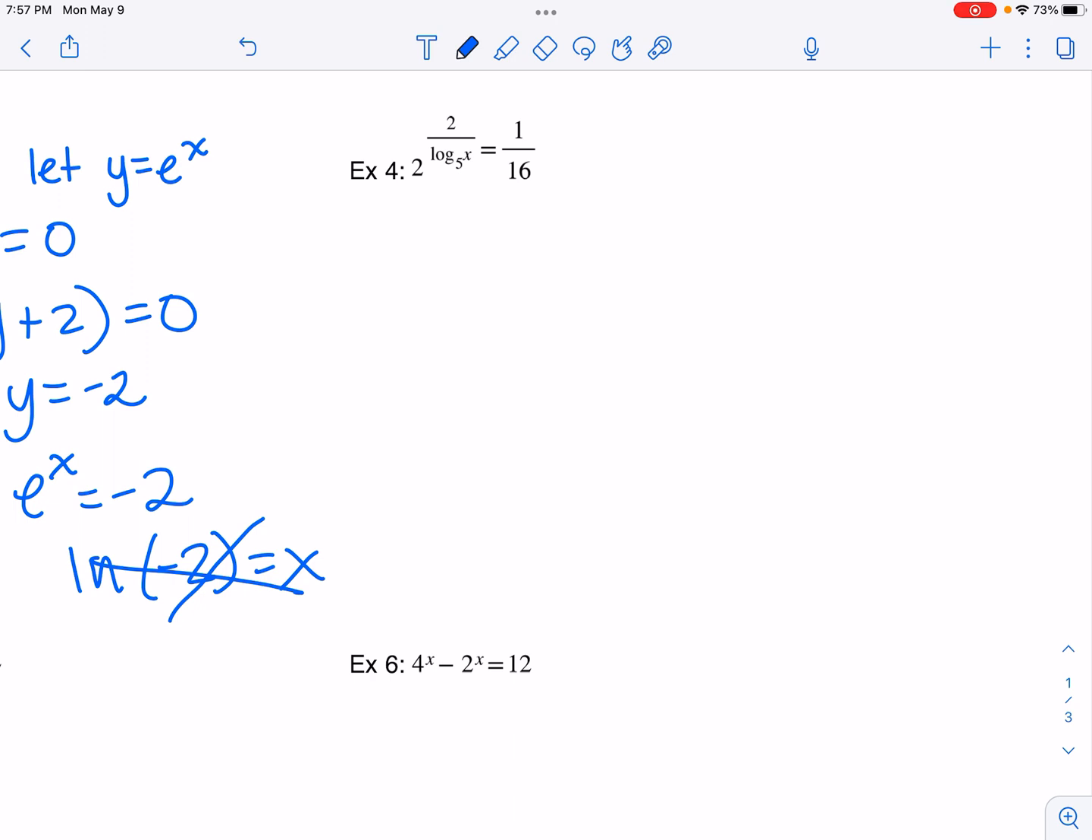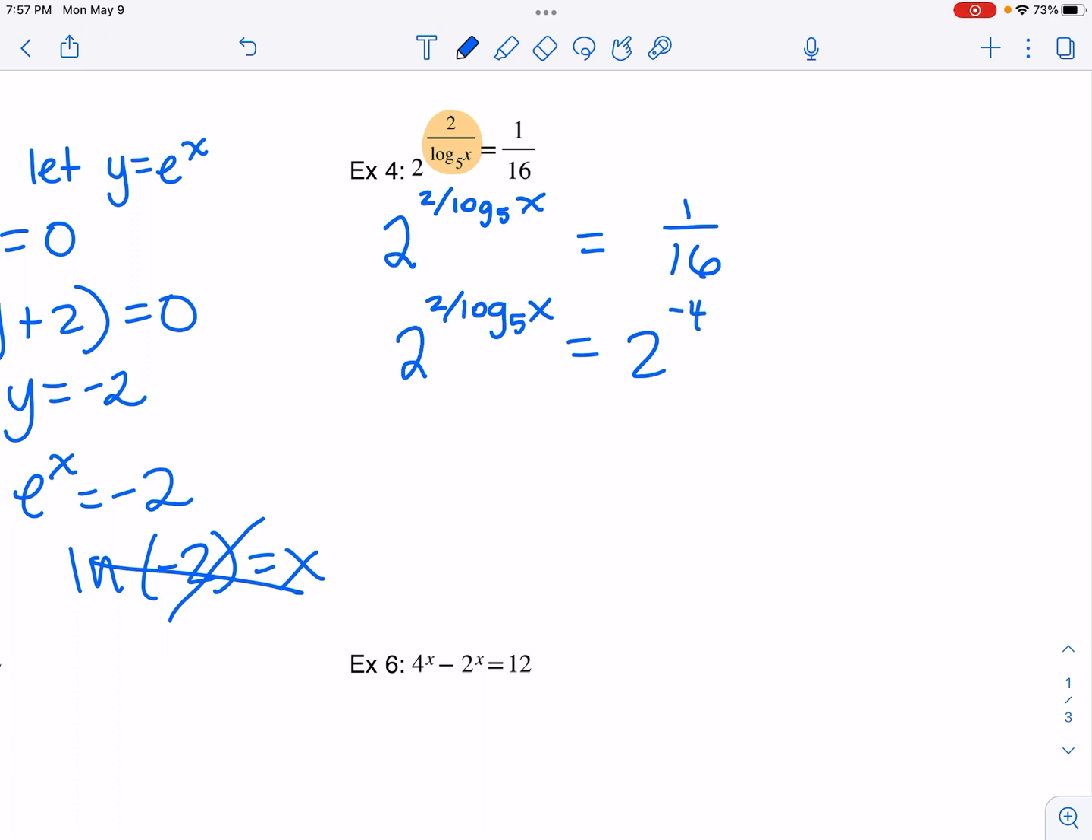So in this one, I need you to understand that on the left-hand side, 2 is a base, and it's being raised to a power of 2 divided by log base 5 of x, okay? So if you need to rewrite that as 2 raised to the 2 divided by log base 5 of x, maybe that'll help you. Okay, so 2 is the base on the left-hand side, and that's going to equal 1 over 16. Well, we can write 1 over 16 as a base of 2. 2 to the 4th power is 16, so 1 over that is going to be 2 to the negative 4 power.